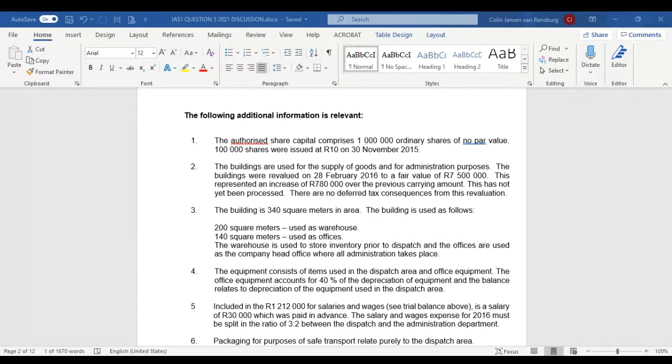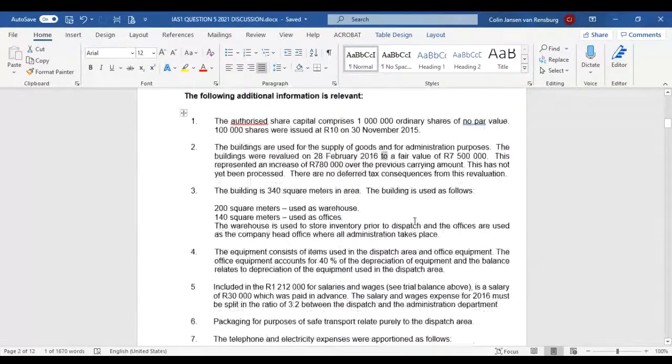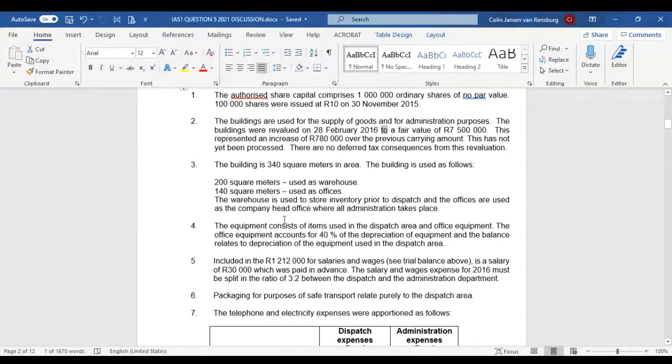Okay. Then, we've covered that second paragraph. Before we do the journals, let's just have a look through this as well. They say the building is 350 square meters in area, and the building is used as follows. So 200 square meters is used as a warehouse.